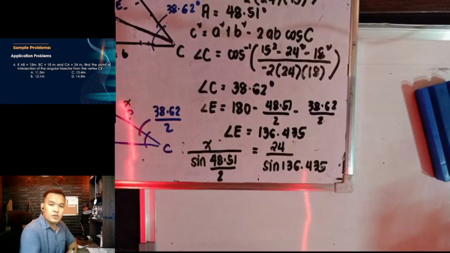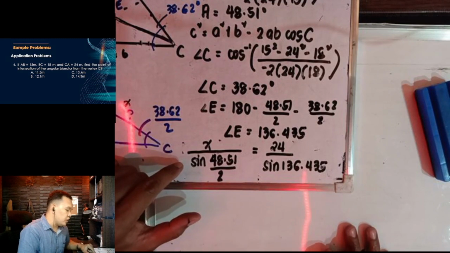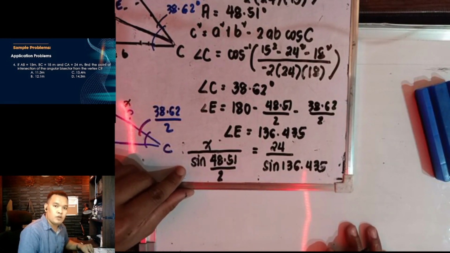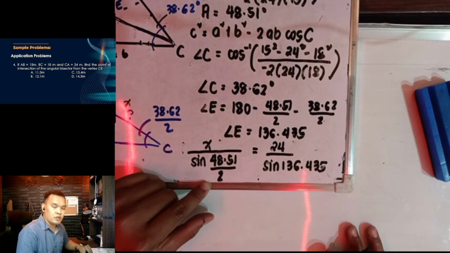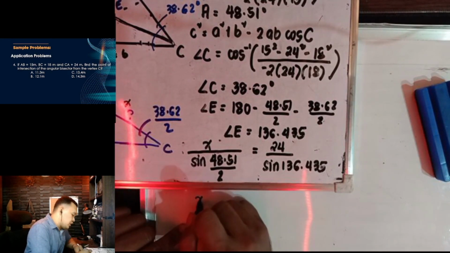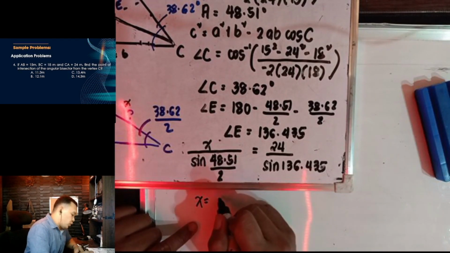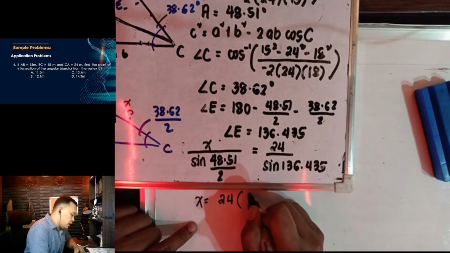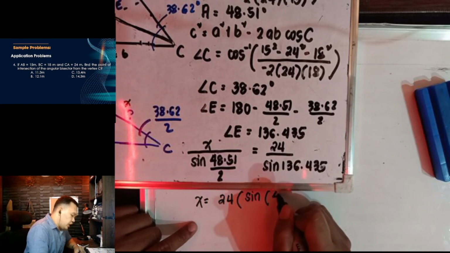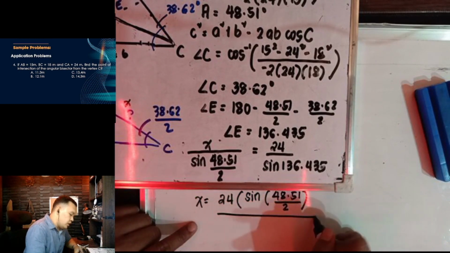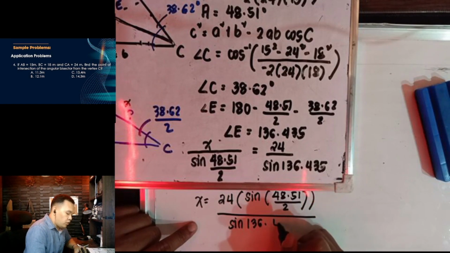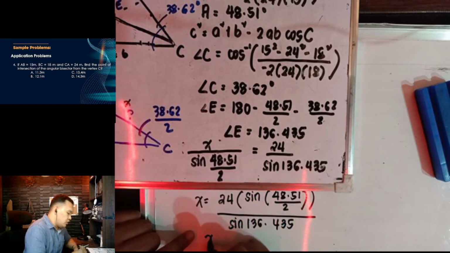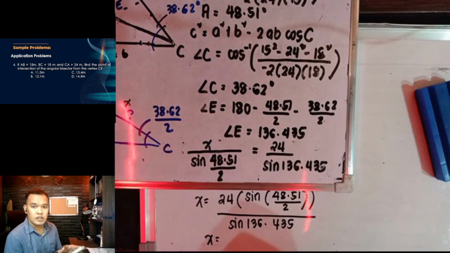Okay? Okay, from this equation, x all over sine 48.51 all over 2 is equivalent to 24 all over sine 136.435. So we could write it as x is equivalent kay 24 multiplied by sine 48.51 all over 2 all over sine 136.435. Then the value of x is equivalent kay, lagyan nyo lang sa calculator yan.